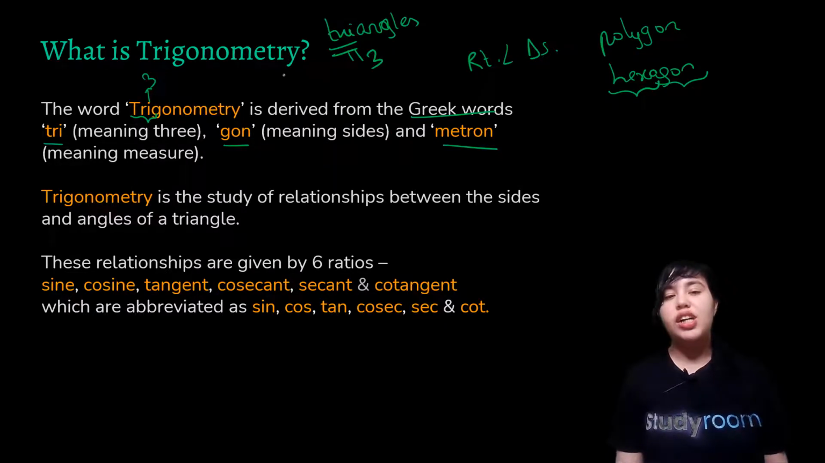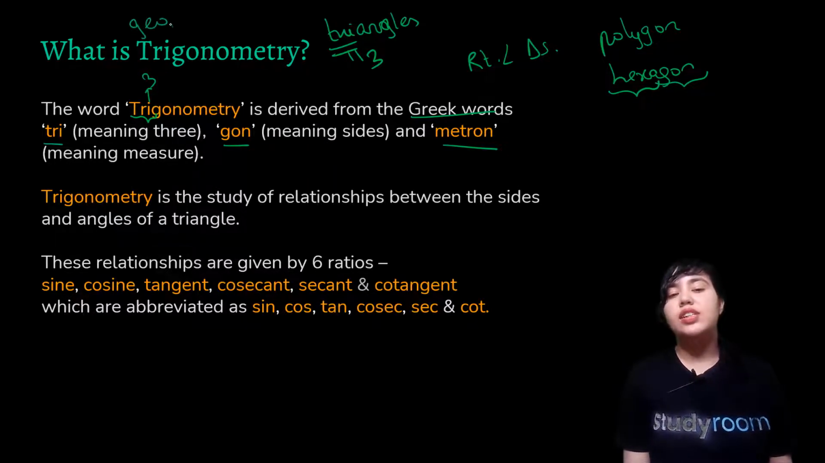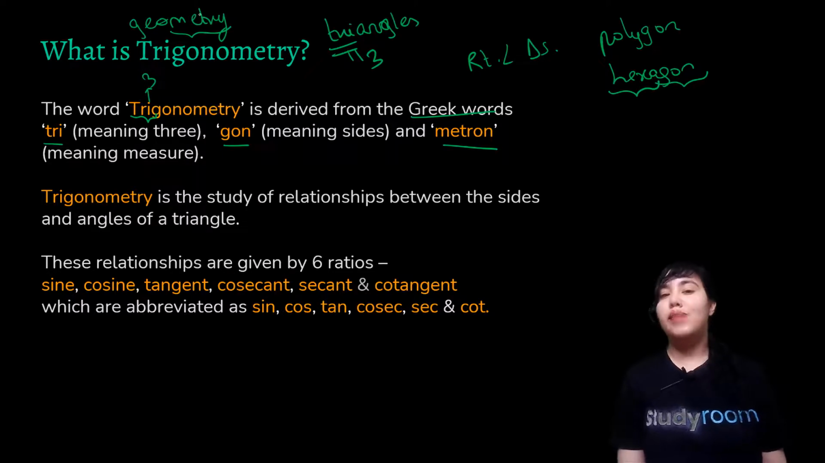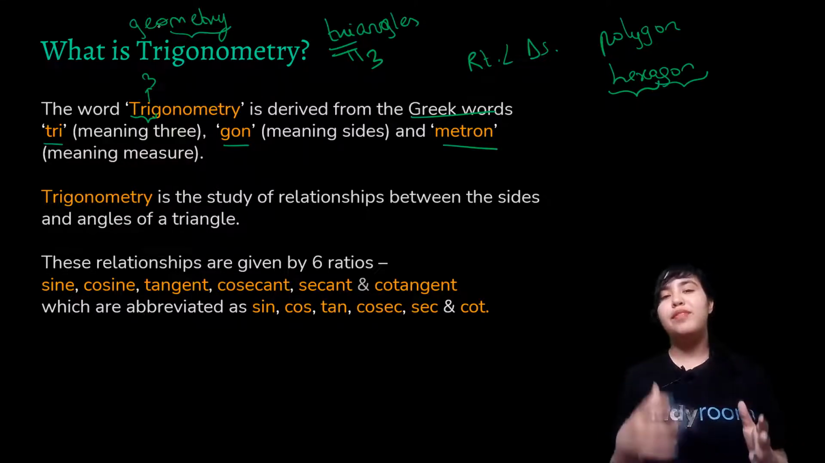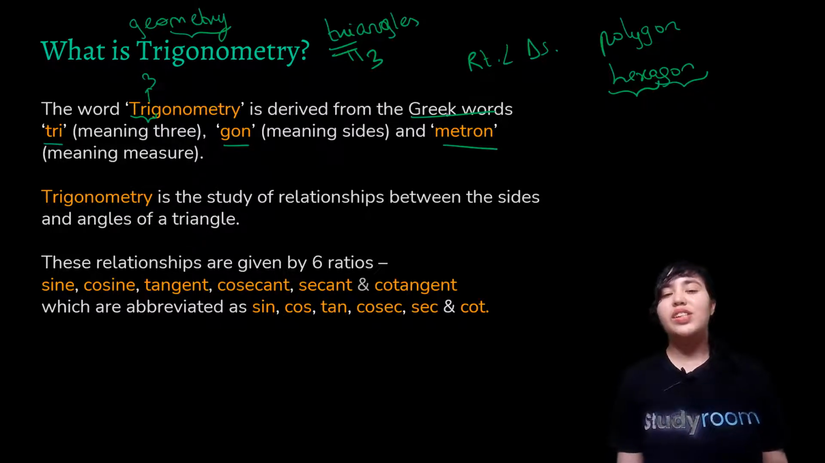Then we have metron. Metron means measure. So like you must have discussed geometry in the previous classes. Then you know there that metry comes from the word metron and geo means the earth. So because earlier geometry was primarily used to make geographical measurements. So these three words together give you the word trigonometry.